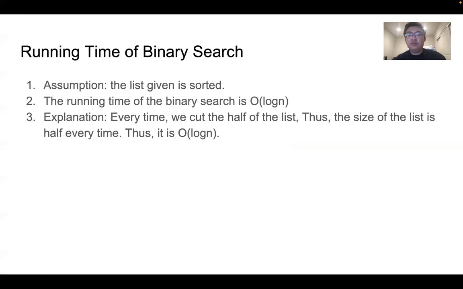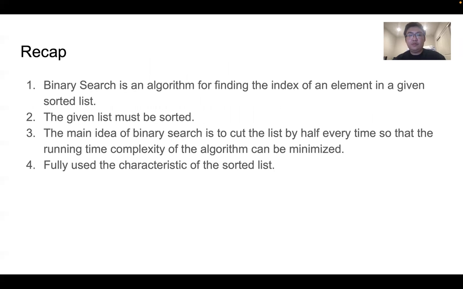So the running time complexity of binary search, assuming that the given list is already sorted, is O of log n. Every time we cut the list in half, so the size of the list is halved every time. This means that the running time complexity of binary search is O of log n.